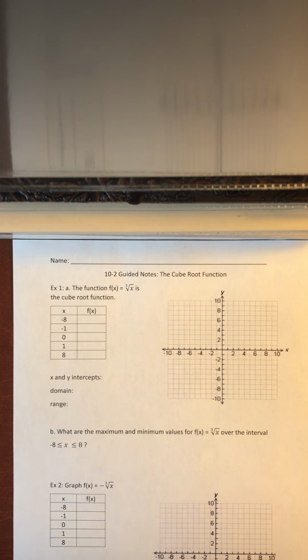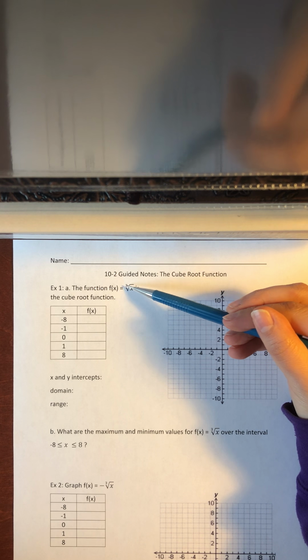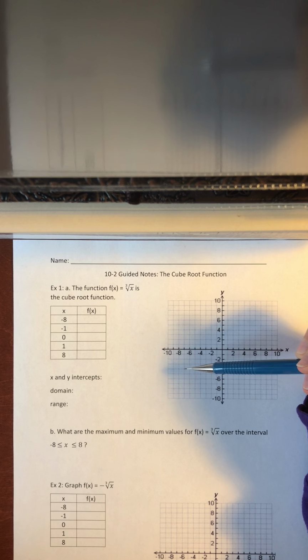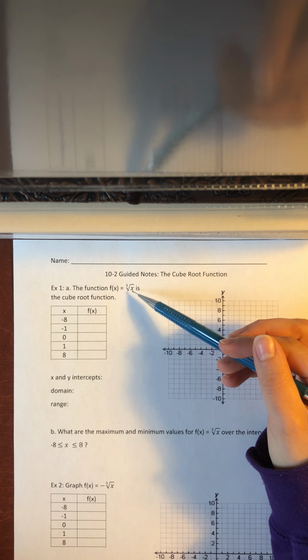Okay, so today we're graphing the cube root function. So this is the cube root function, f of x equals cube root of x. We're going to start by graphing this using a table. What we'll do is plug in -8 to x.